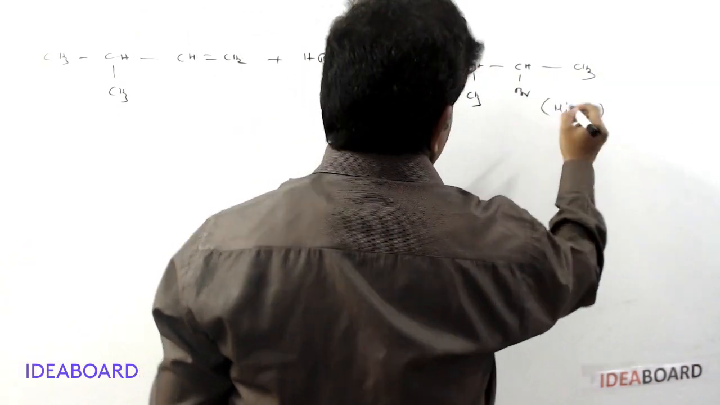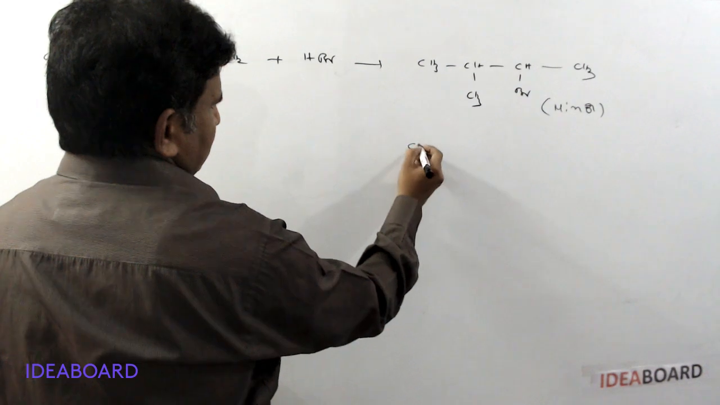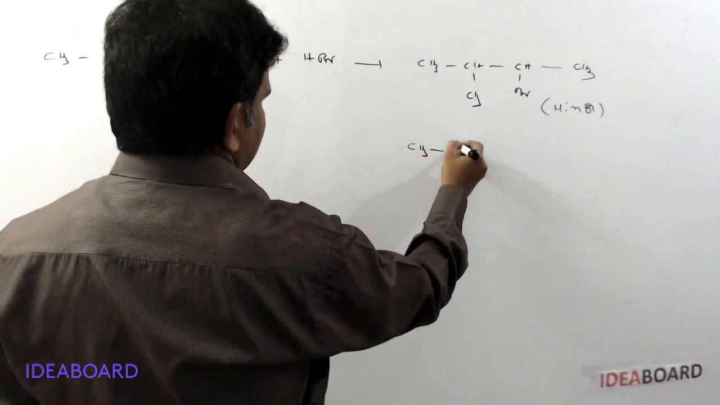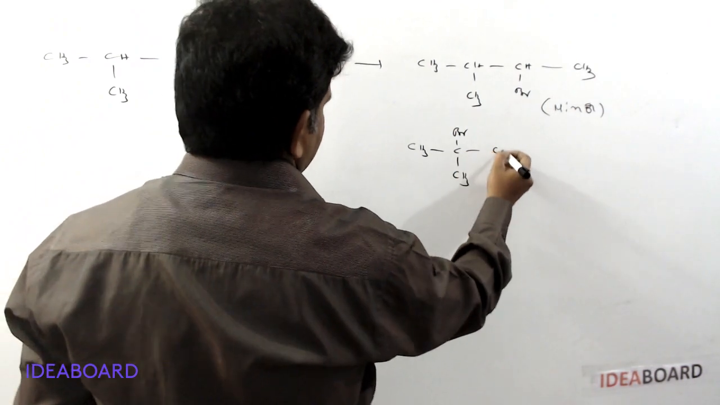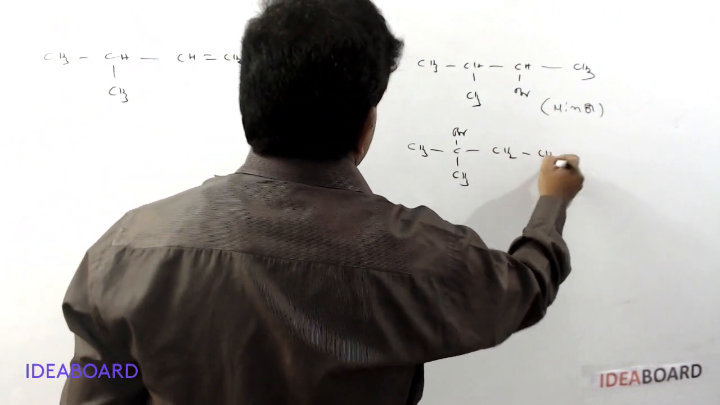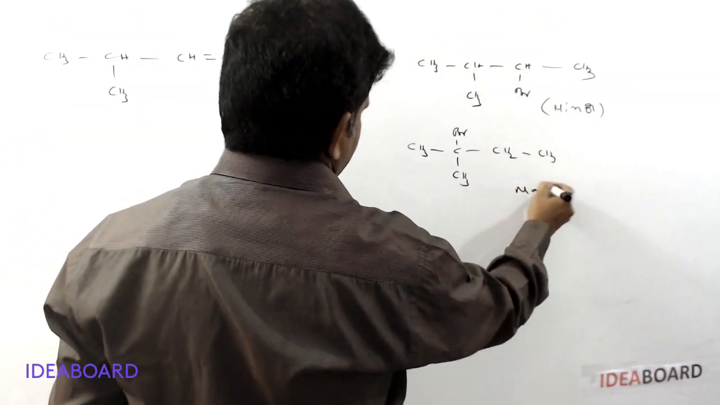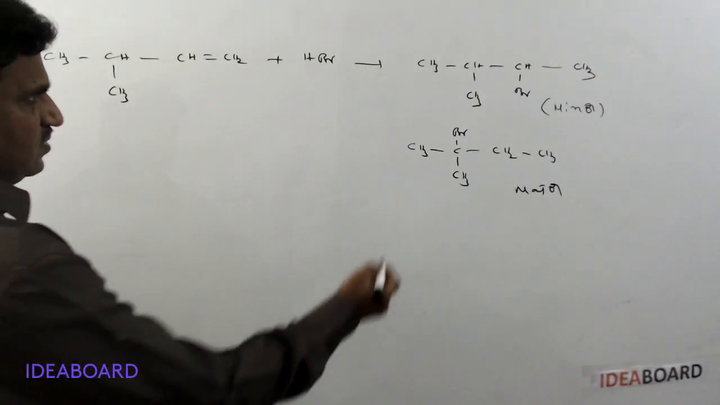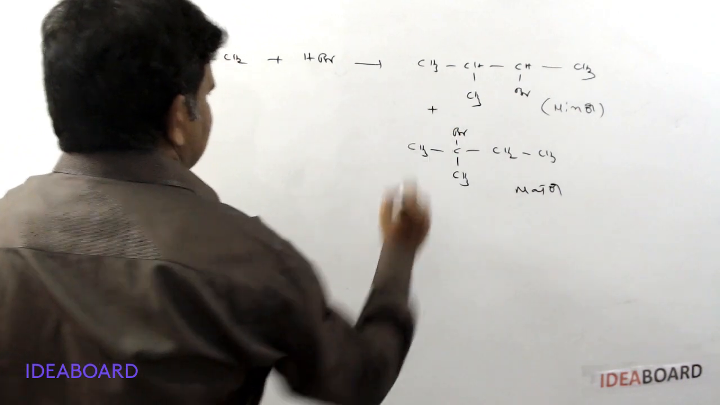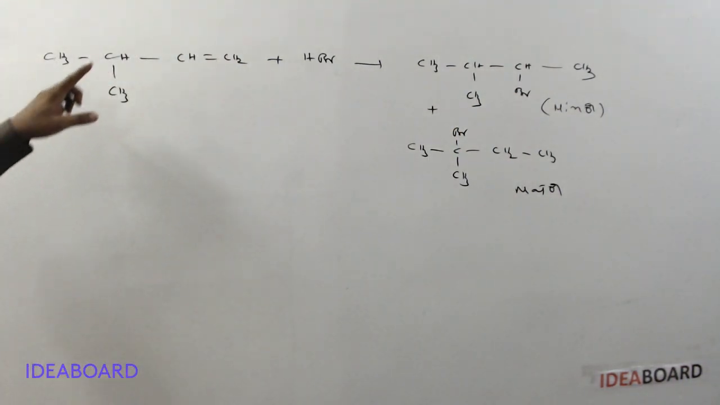We are getting the major product in a different way. That is CH3 CBr CH3 CH2 CH3. This is the major product. Why are we getting this as a major product? Why is the other one a minor product? That is because of carbocation formation and a rearrangement reaction.